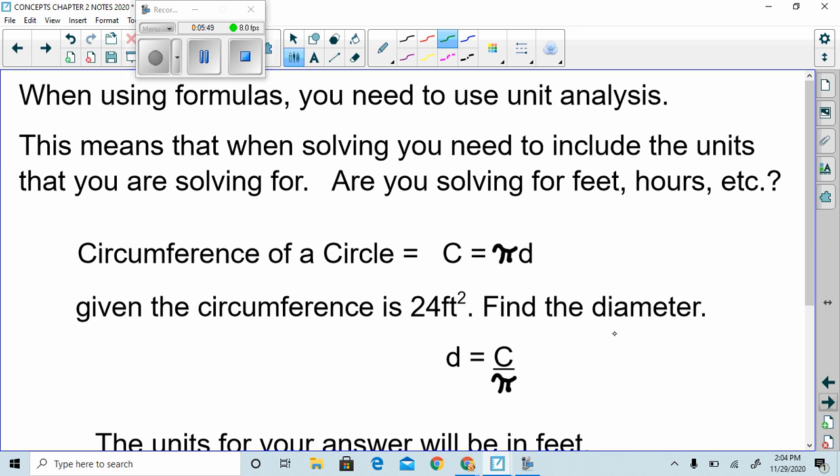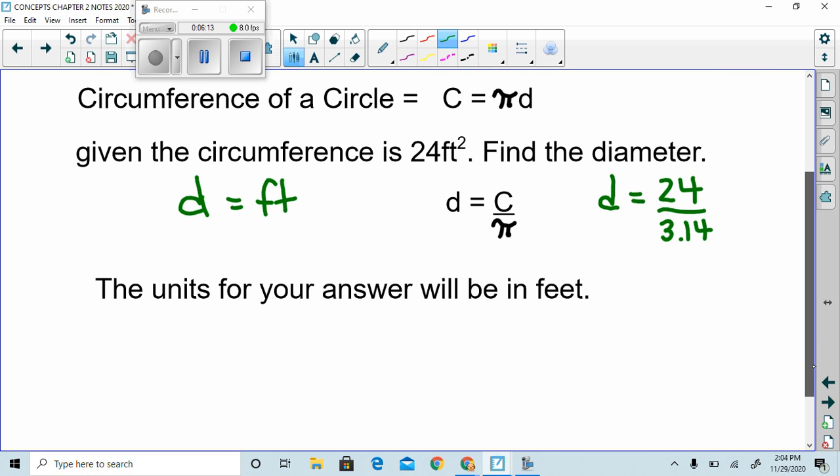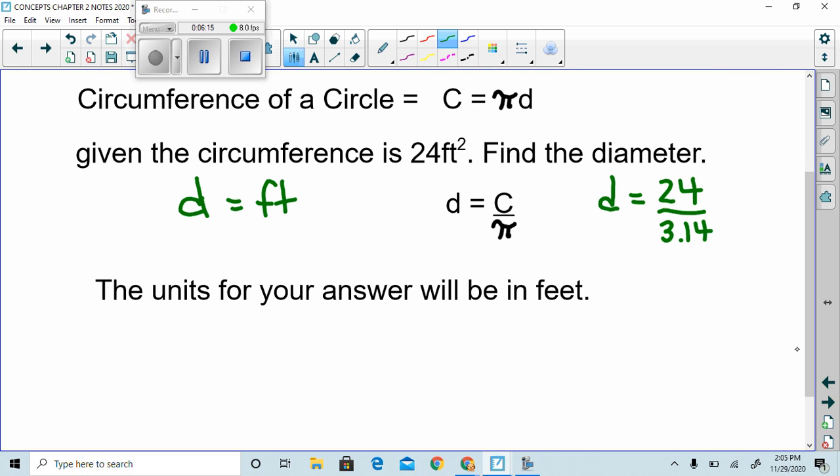So in this particular case, if I'm looking for diameter, we know that this is 24 square feet, and pi can be written as 3 and 14/100ths. We would divide and we get the diameter. But remember, when we get that diameter it will be measured in feet. So we'll find out how many feet. Those are what we call the units. And that's a simple division, and I would use my calculator to find that answer.